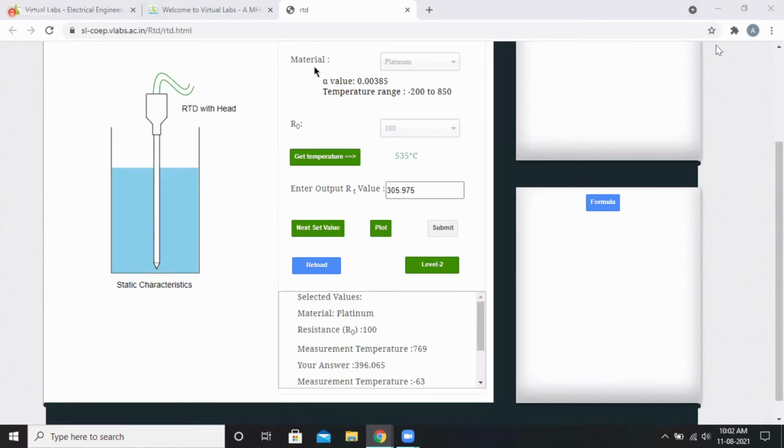And what is the meaning of temperature range? The selected material can take up to this temperature, sir, in between this temperature. Not selected material, our device RTD. We are doing the experiment on RTD, right? So we can use the RTD within this range, -200 to 850. Okay, stop sharing.